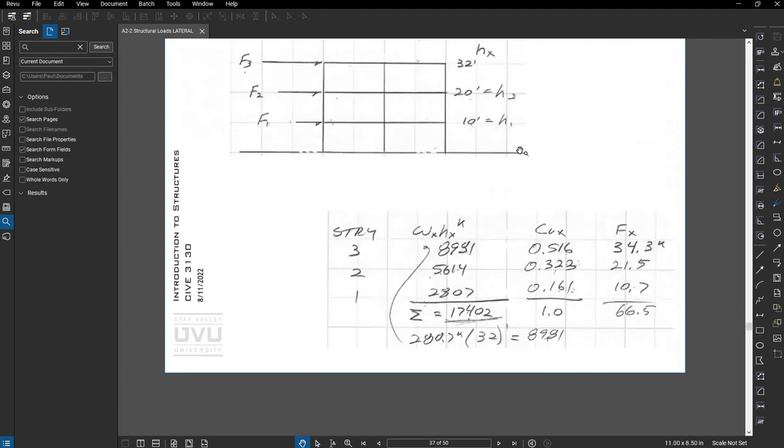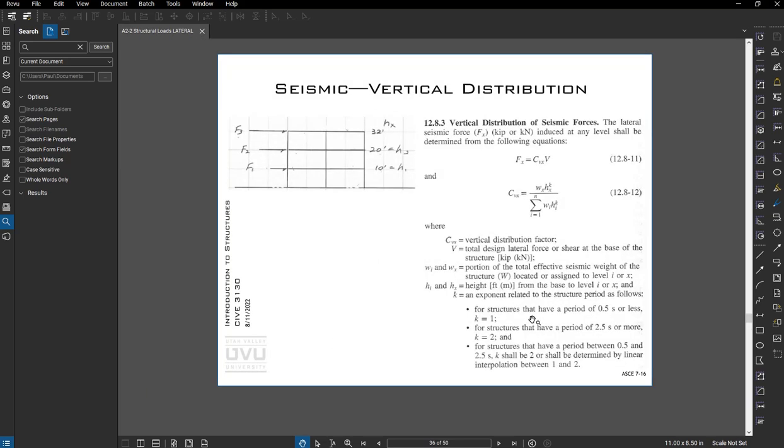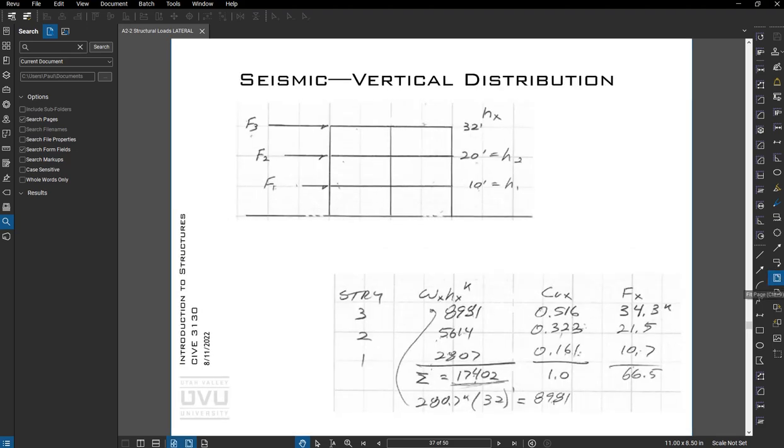So here's an example that I've given you, and I calculated the CVX for this 3-story building. I add that up, it's 1. I multiply that by the base shear, I get these. That 66.5 equals the base shear in the building. So once we do that, then we can also take our force at the story and spread that out horizontally to each lateral element: shear wall, moment frame, brace frame, etc.